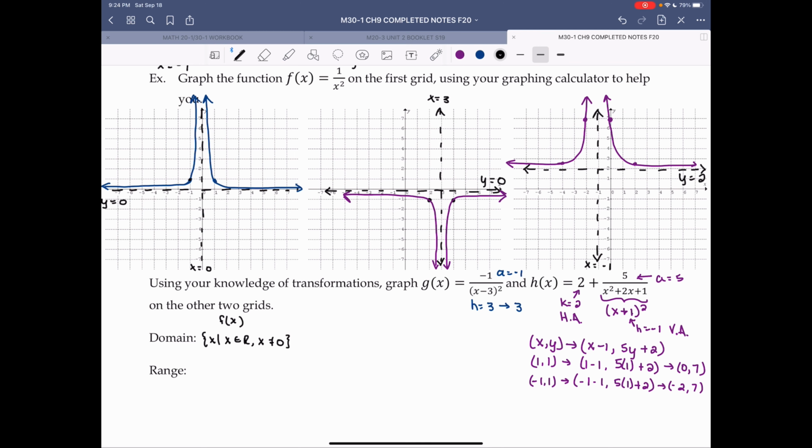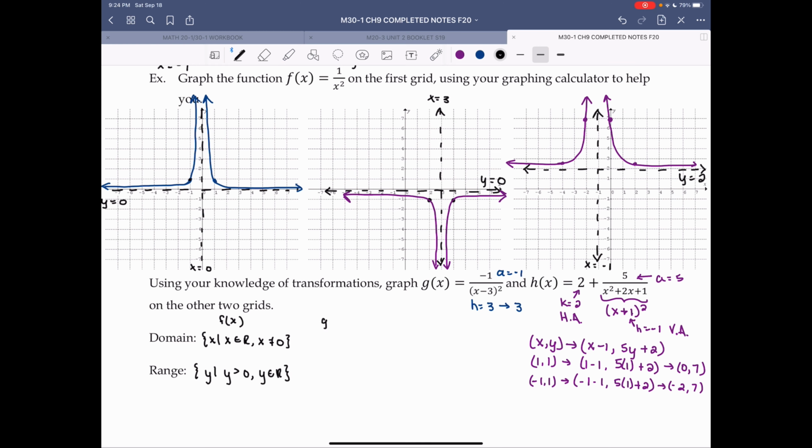For the range, this is a little different than we've seen before. Both of our curves are above the x-axis. Our horizontal asymptote is y equals 0. So we can't have anything equal to 0, and we also have nothing below 0, which means our range is y such that y is greater than 0 and y is an element of the real numbers.